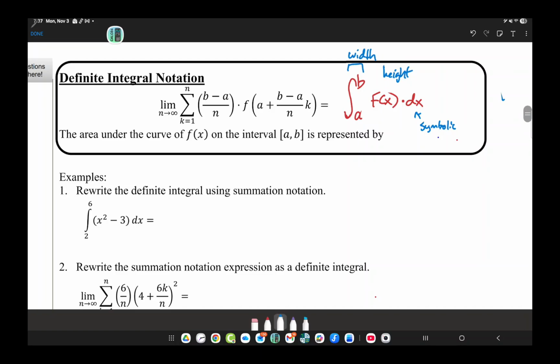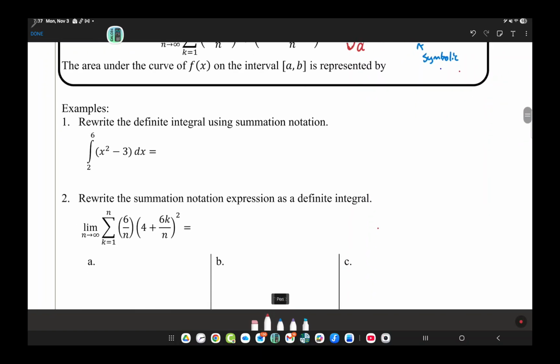So now, like I said, all we're going to do today is convert back and forth between your summation notation and your integral notation. They want us to take this integral and write it as a summation notation: as a limit as n goes to infinity of the sum from k equals 1 to n. The nice thing is that's how all these are going to start, so you can go ahead and have at least that written down.